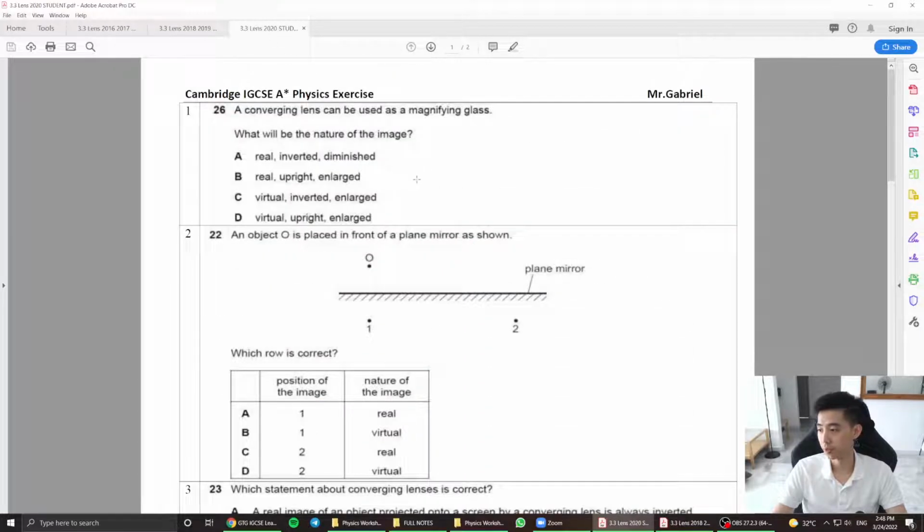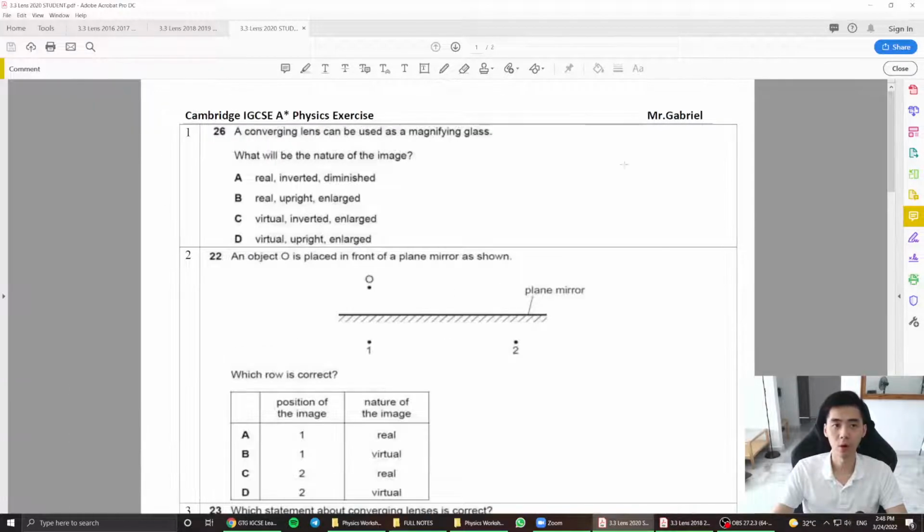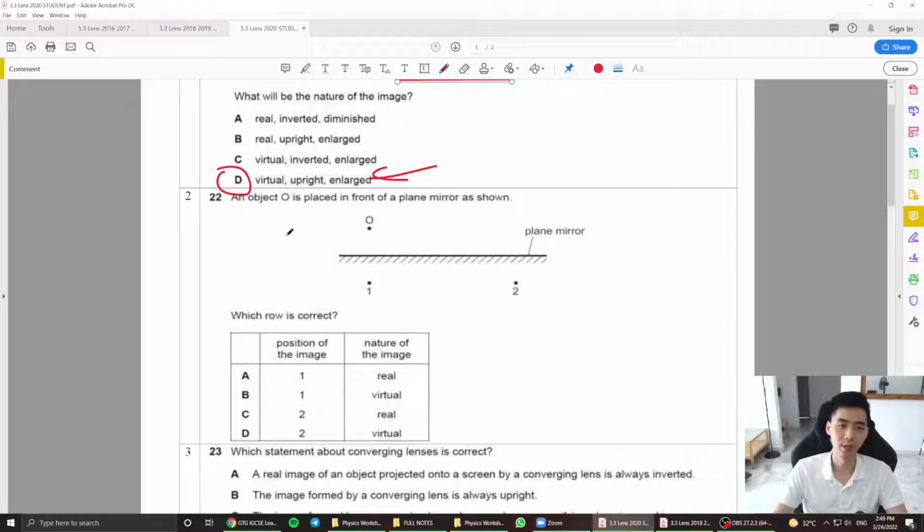Moving on to the final exercise here. Figure 7, a converging lens can be used as a magnifying glass. What would the nature of the image be? Virtual, upright, and enlarged. Super standard question, super standard answer.